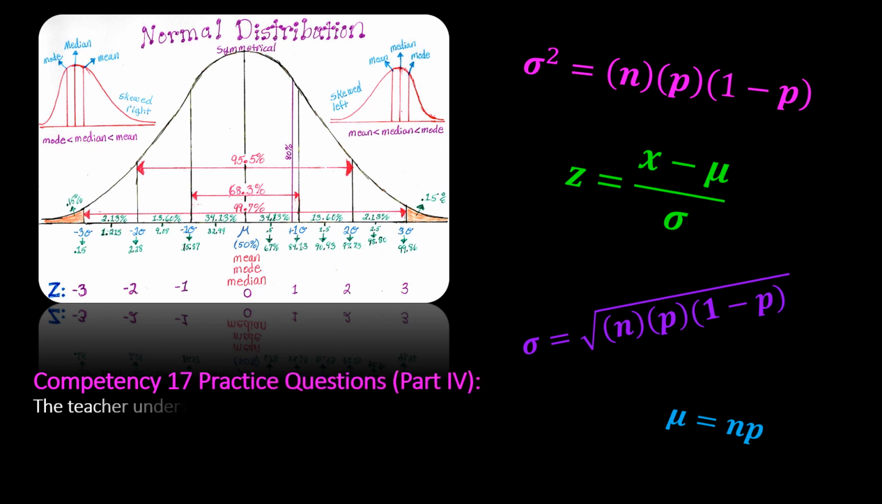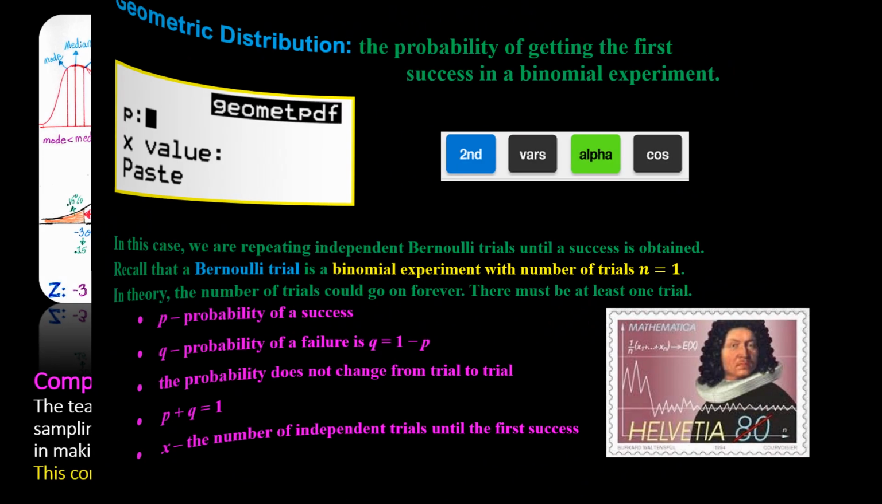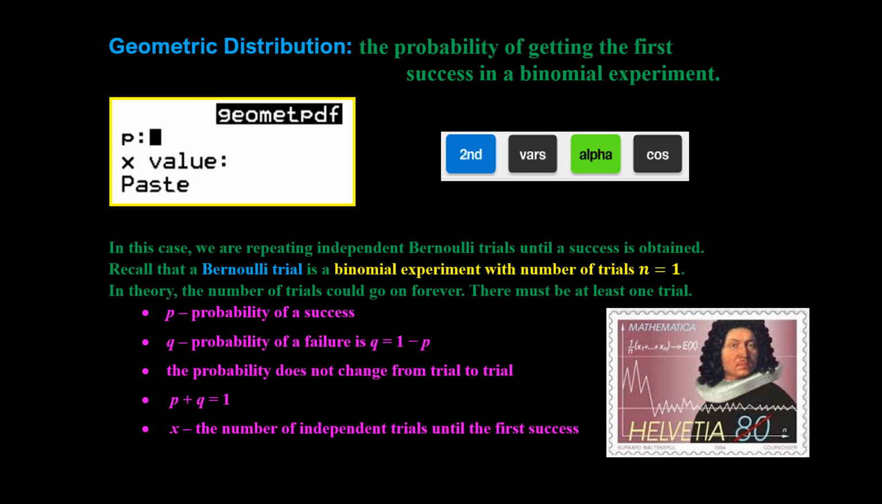This is part 4 of our Competency 17 practice. In this video, we will begin working with geometric distribution. This is the probability of getting the first success in a binomial experiment.